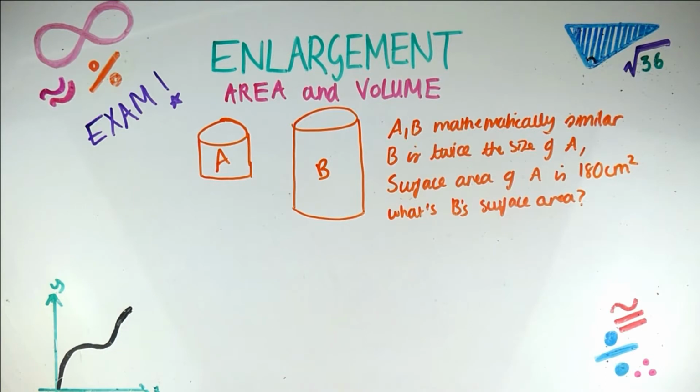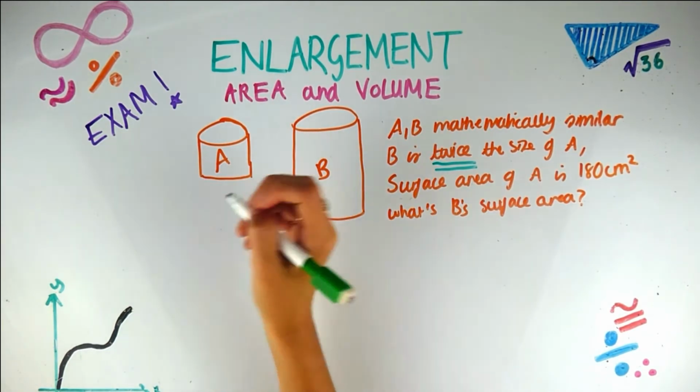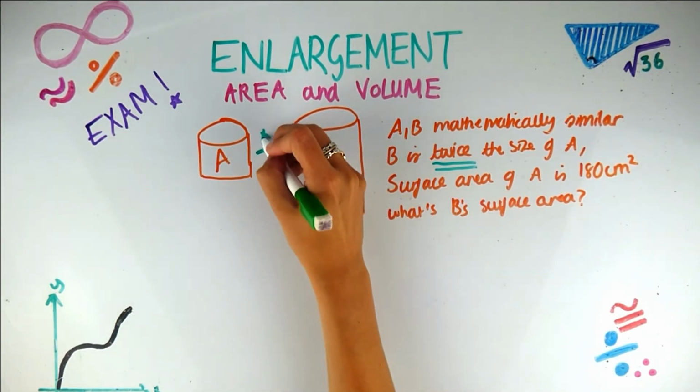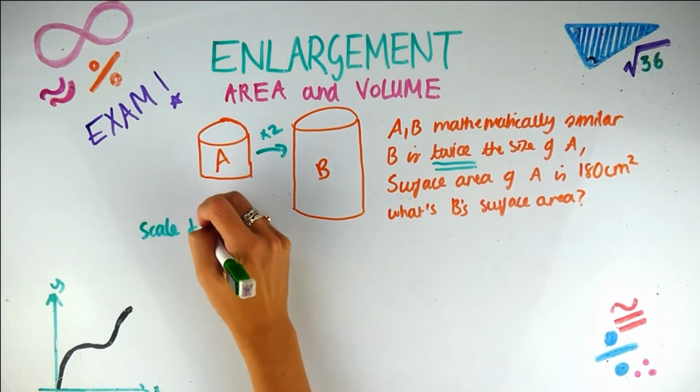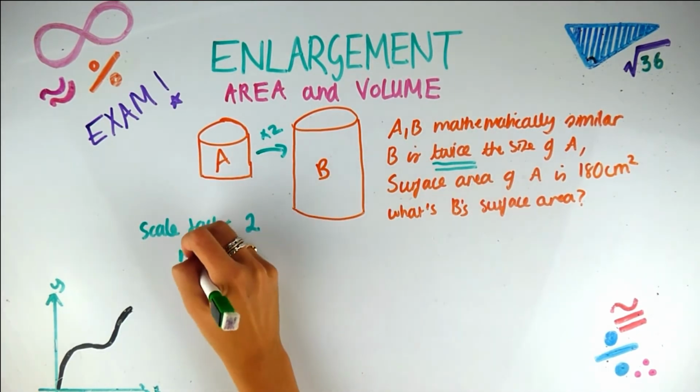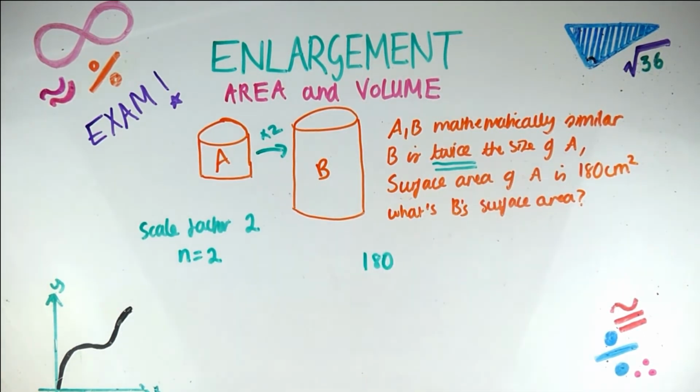So it's actually giving you the scale factor in the question because it doesn't have any lengths or anything. So it's saying B is twice the size of A. So we know to get from A to B, you multiply by 2, so that would be length. So the scale factor is 2. So that is n. n is equal to 2. The surface area of A is 180 centimetres squared. What's the surface area for B?